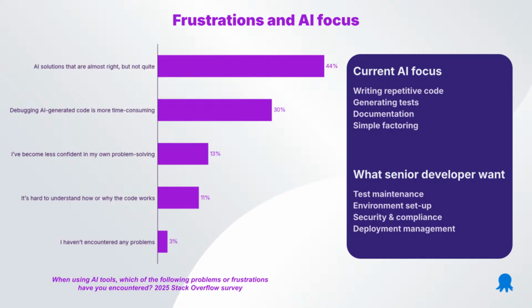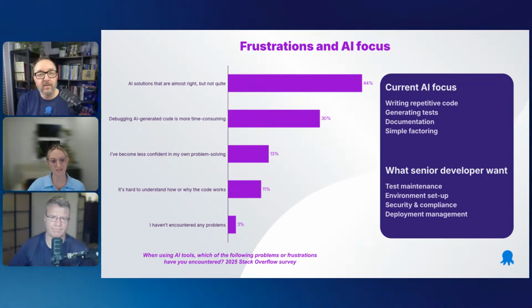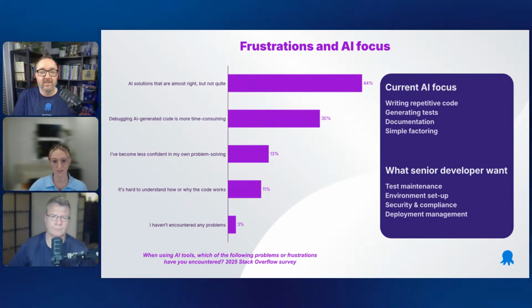And I think the most significant point of data in this graph is that 13% believe that they have become less confident in their own problem solving, which I think is quite concerning, really. It's quite a concerning sort of statistic.